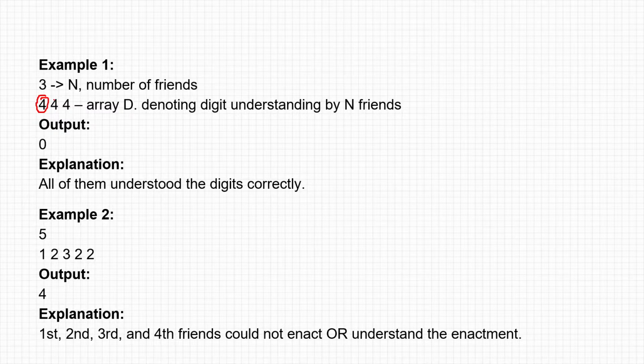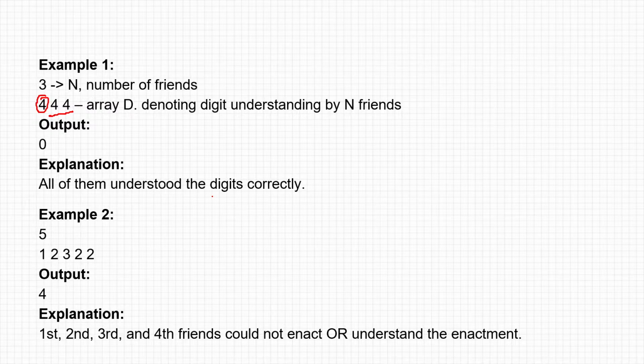So there are two more friends along with Alice. They have written down 4, and the third person has also written down 4, denoting the digit understood by the friends. So now we clearly know that the two friends of Alice are understanding the same digit, and they're writing the same digit onto the paper as well. Okay, so this explanation is just an explanation of the example they are telling. All of them understood the digits correctly.